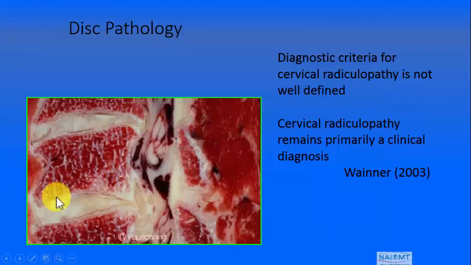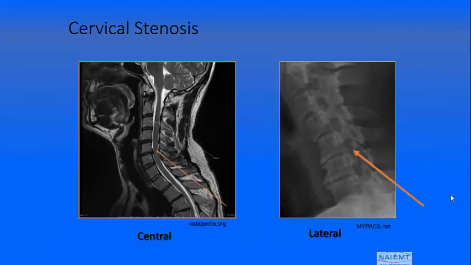But discs do herniate. This fibrofatty material of the nucleus has extruded in this case from a mid-cervical disc and is affecting the cord. Cervical radiculopathy, which in more common terminology would be cervical radicular pain, is primarily a clinical diagnosis and is difficult to ascertain with imaging. Disc herniation as well as stenosis can be a potential cause for cervical radiculopathy.